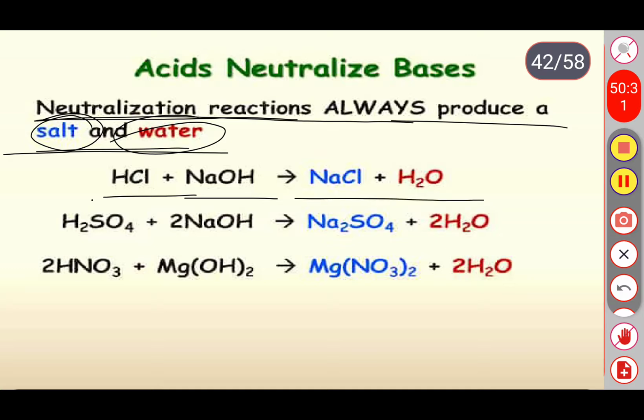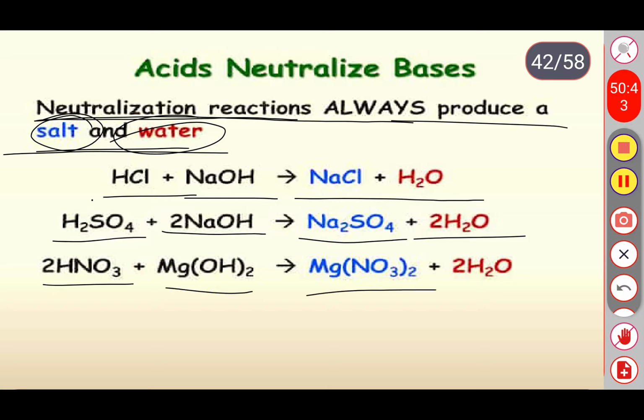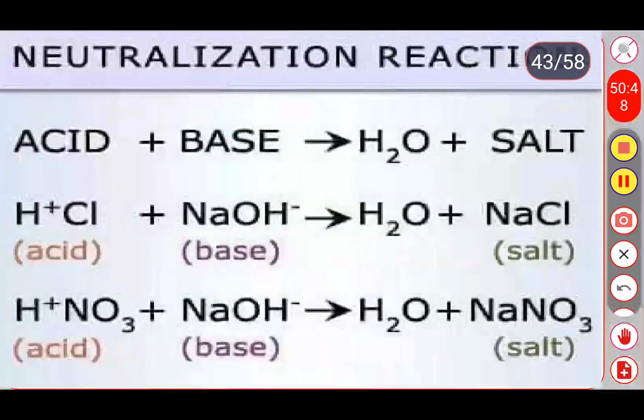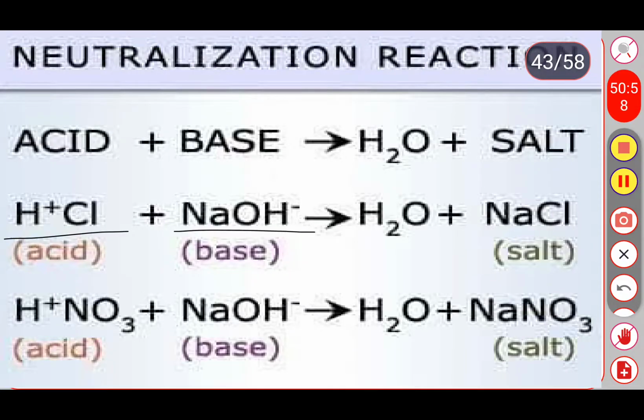Similarly, when nitric acid reacts with magnesium hydroxide, it produces magnesium nitrate along with water, right? Yes, so these are also some examples of the neutralization reaction. Here also, HCl combined with NaOH produces water and sodium chloride. Next, nitric acid combined with sodium hydroxide also produces sodium nitrate along with water. So these are also examples of the neutralization reaction.